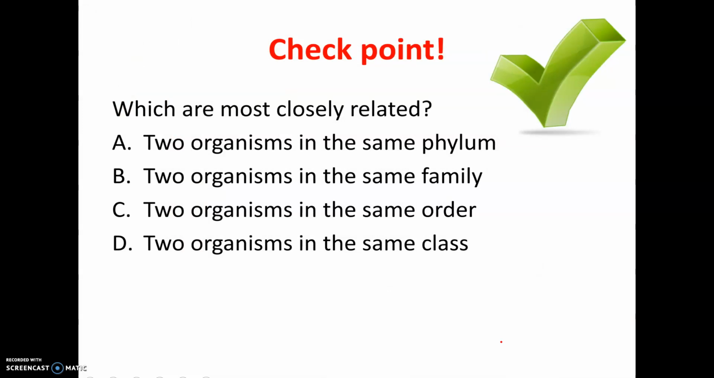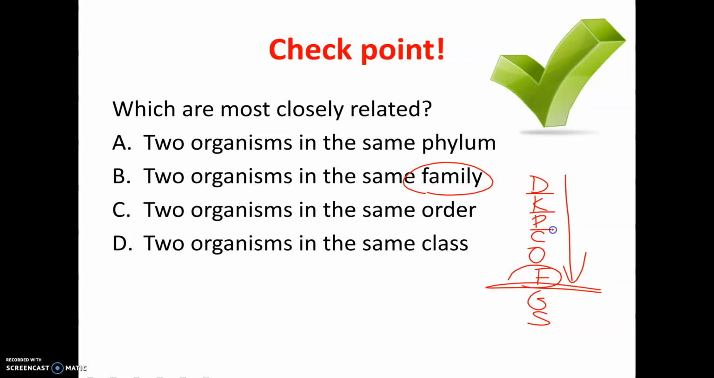Which two are more closely related? Two in the same family, phylum, order, or class. So you literally go down the list. We know that domain is the most general, then kingdom, phylum, class, order, family, genus, species. So the furthest down this list would be family. And if they're in the same family, by the way, we would assume that they're in the same domain, kingdom, phylum, class, and order. Everything above that level should also be the same if they're in the same family. You can't be in the same family if you're not in the same order, class, phylum, kingdom, and domain.